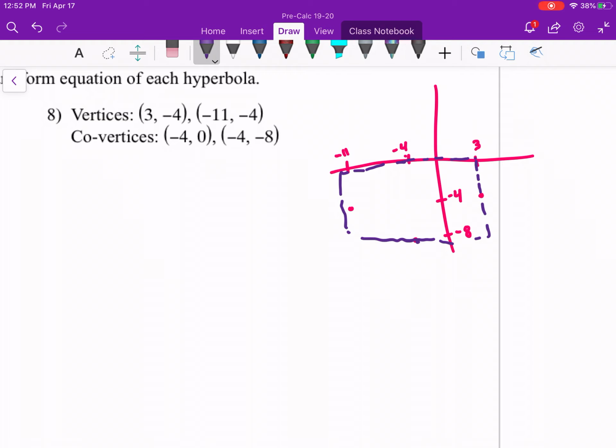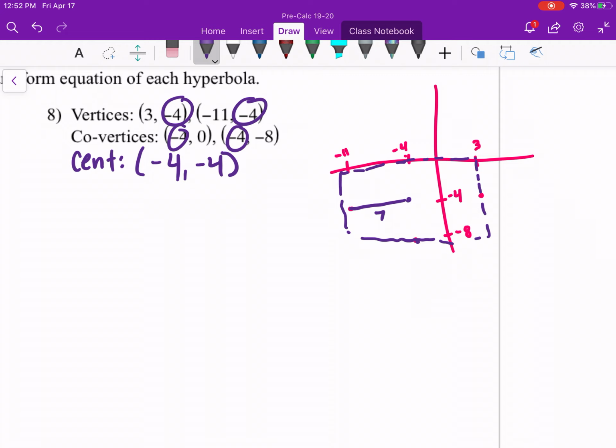All right, horrible box, but there it is. Again, to find the center is really easy because you just pick the coordinates that overlap. So these two share the y coordinate, these two share the x coordinate, so my center is going to be at -4, -4, which makes sense if you go ahead and plot it. -4 on the x is halfway between 3 and -11. It's 7 in each direction. And then -4 is halfway between 0 and -8, and it is 4 in each direction.